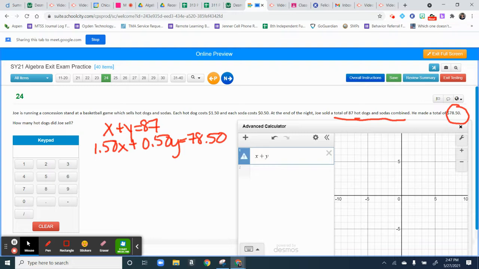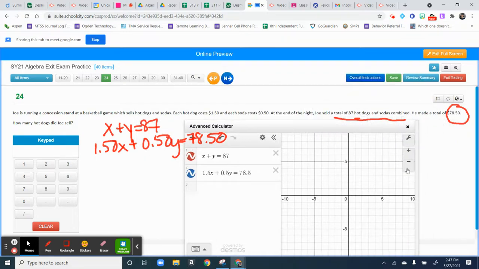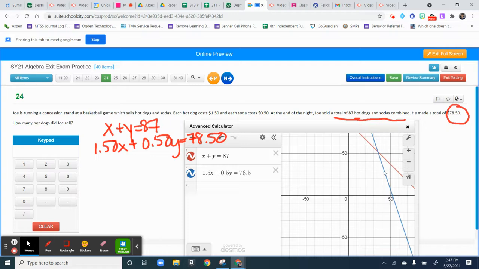So x plus y equals 87 and 1.5x plus 0.5y equals 78.5. All right, now obviously I can't be centered. I need to zoom out. If you click on one of the graphs, see how that silver dot appeared? I don't know if it's showing up dark enough, but once you click on one of the lines, the silver dot will appear, and that is their intersection. And if you click on it, it'll become bold.